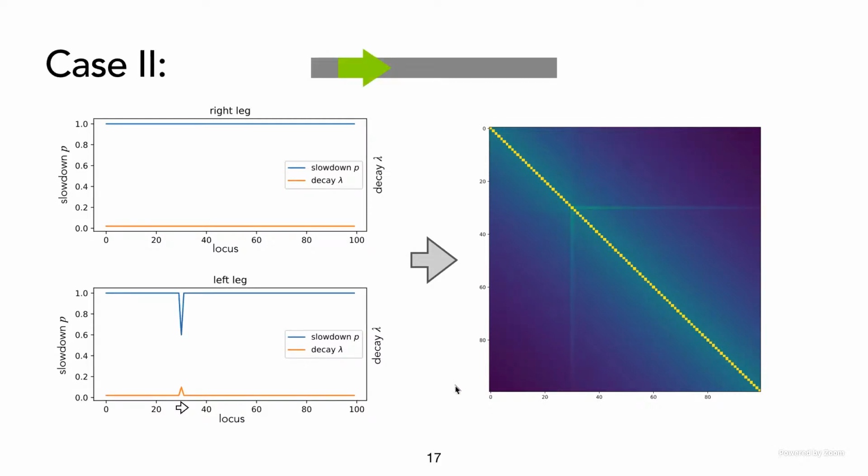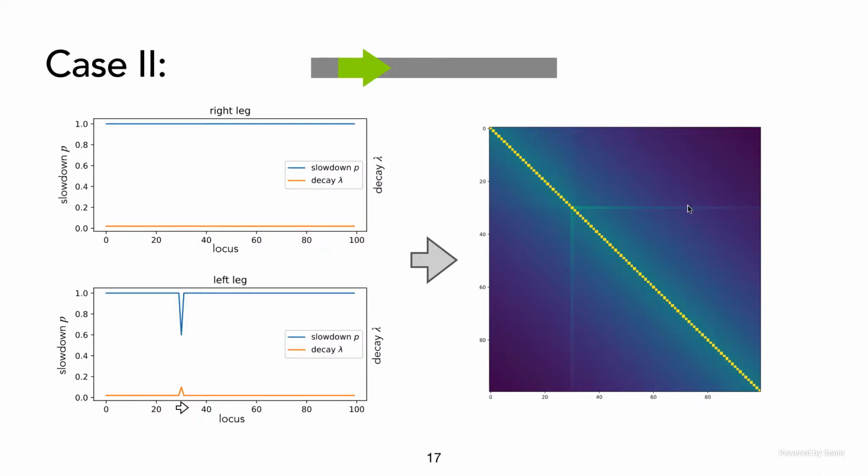In that case, we will be looking at the bottom plot, which shows the control point for the left leg. And in that case, we will implement it as a slowdown at that point and also as an increase in the decay. And what you can see is we're getting those arms that you have observed in the experimental contact maps.